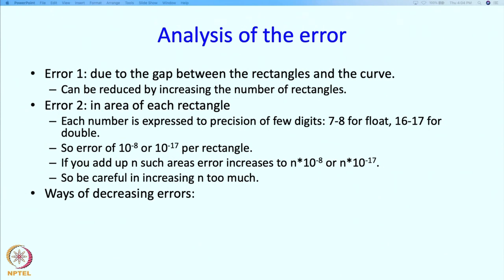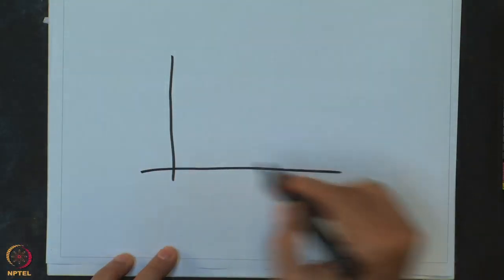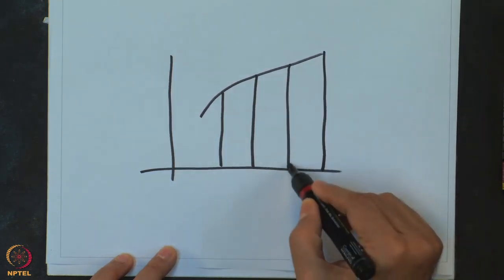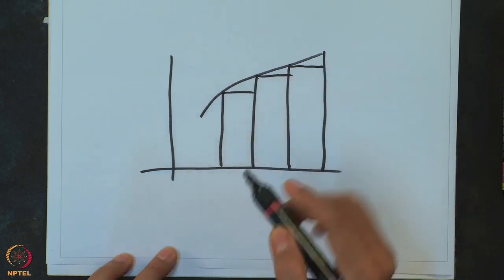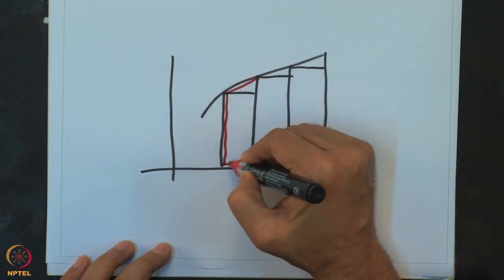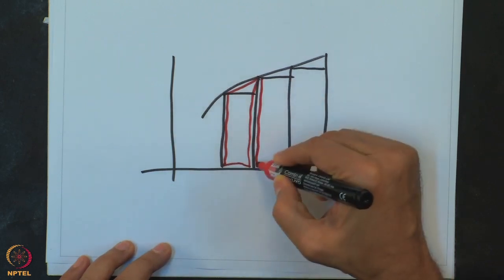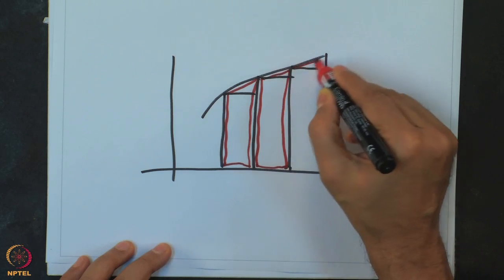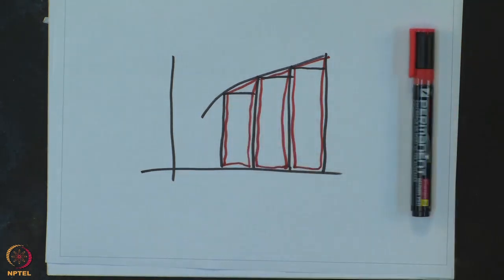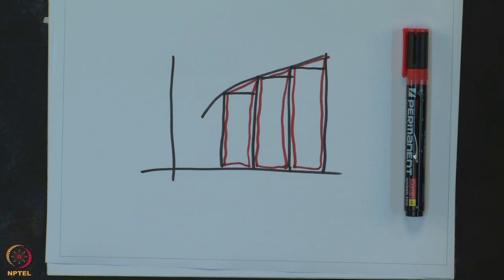So how do we decrease the errors? The way to decrease the errors is, first of all, use trapeziums instead of rectangles. Let me explain that. Let's say these are our three rectangles that we used. If we were to use trapeziums, we would use this region. This would be our trapezium. And you can see already that the trapezium is going to hug the curve much better, and so the error is going to be much less.